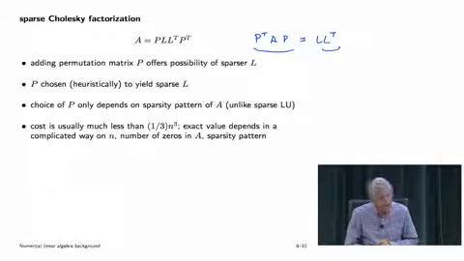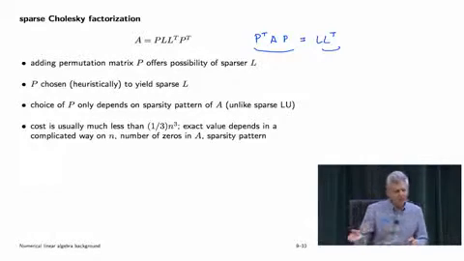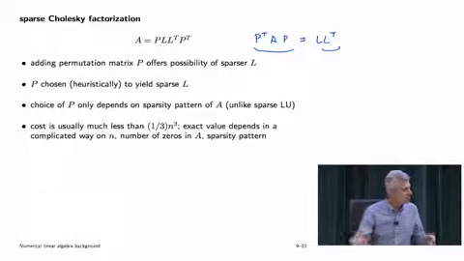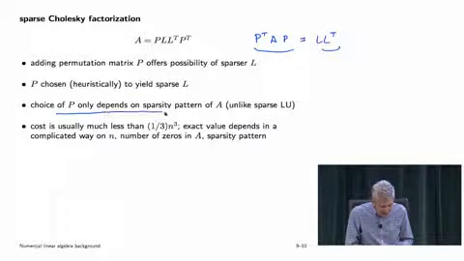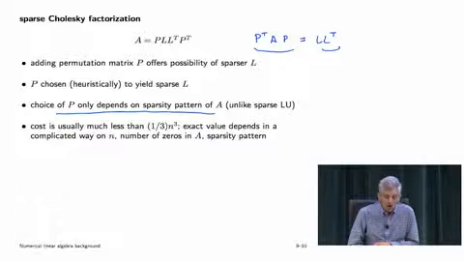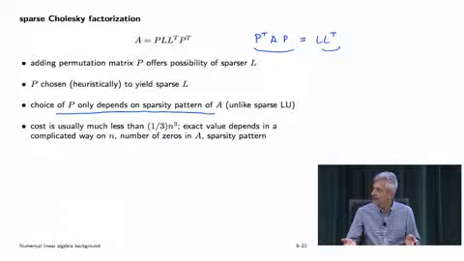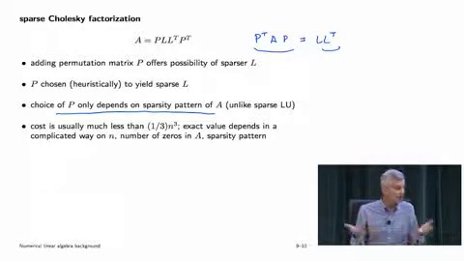Now, unlike the sparse LU factorization, where you're actually choosing P1 and P2 as you factor the matrix, because you're looking at entries and you want to avoid numbers that are too small if you're going to divide by something, here it turns out that P can be chosen entirely on the basis of the sparsity pattern of A. You don't even have to know what the numbers are. You can make a graph out of it.